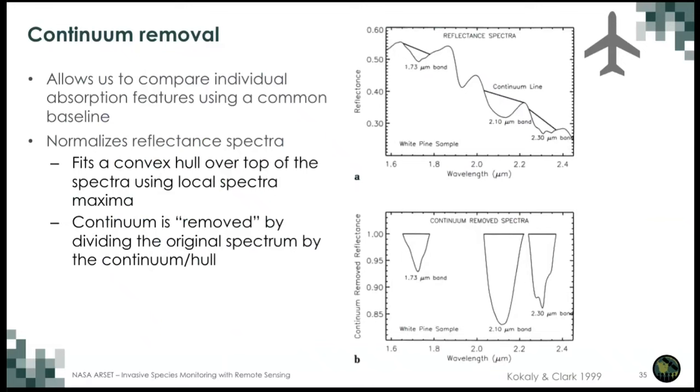So in this example here, we have the reflectance spectra from Coakley and Clark that shows a white pine reflectance spectrum from the near infrared to the shortwave infrared. And we can see here that there is this dip in reflectance, or an absorption feature, at 1.73 microns. There's another one at 2.1 and another one at 2.3. So we can fit a convex hull over the top of the spectrum using these localized maxima over a given region of the spectrum. And then we can remove that continuum by dividing the original spectrum by the continuum, or the hull.